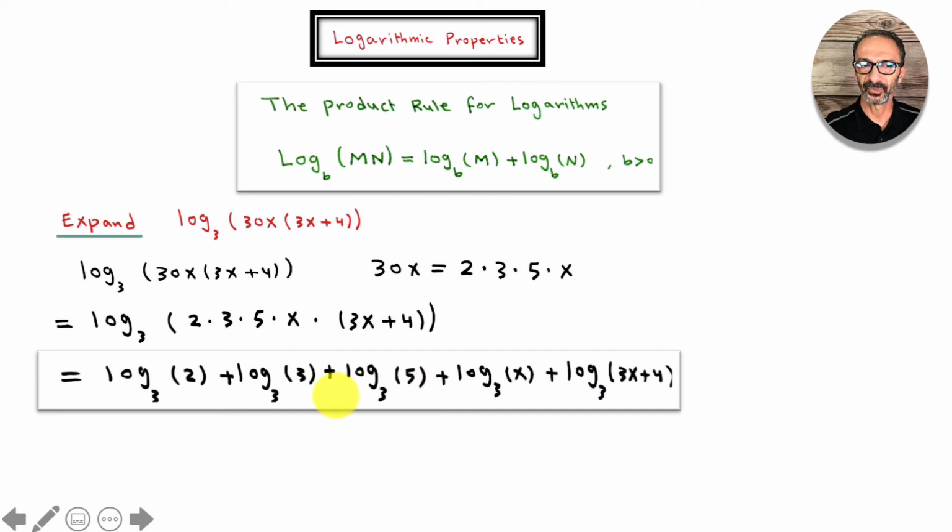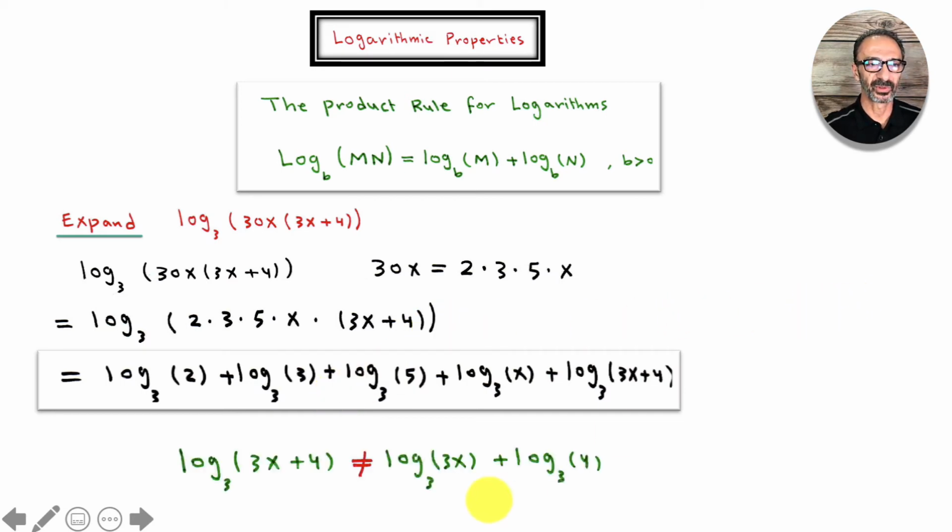We're done. Here's something that some students might make a mistake with. This part right here cannot be expanded more. Log 3x plus 4 does not equal log 3x plus log 4. That is not a product rule. The product rule turns a product into a sum of two logs. This is not a product, so I can't apply this rule. Just keep that in mind.